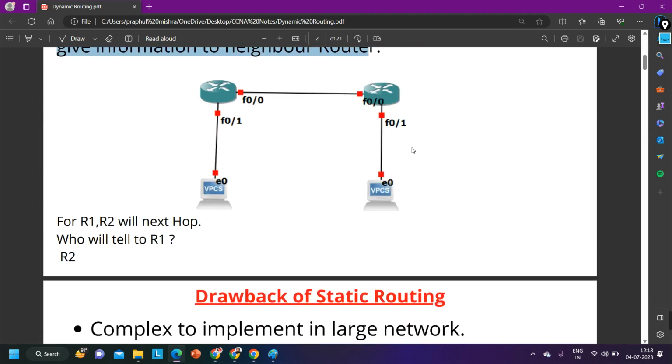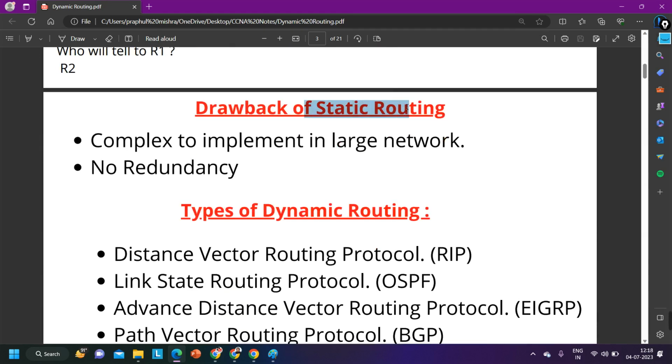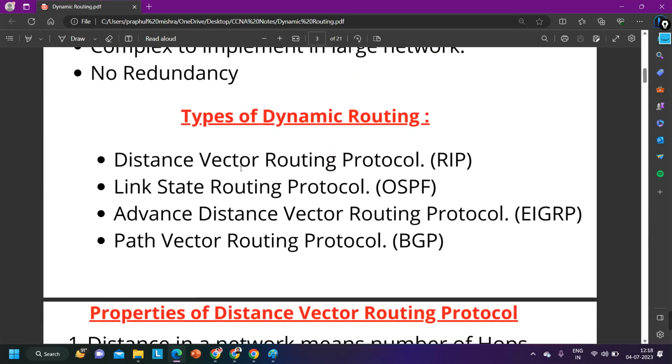Done. Like if I have a topology like this, here router 1 and router 2 will exchange the routing information with each other, on the basis of the process we run on the router. After that, the drawback of static routing: it is complex to implement in a large network, and we don't have a backup path in static routing. But if you want to configure a backup path, you can configure it, but by default we don't have redundancy for static routing. Done.